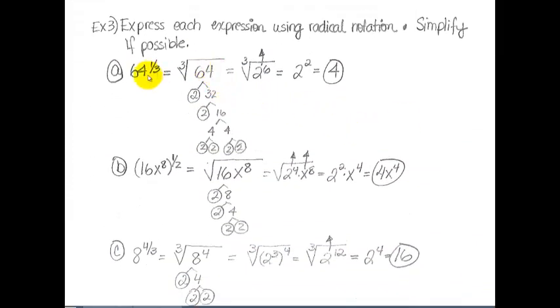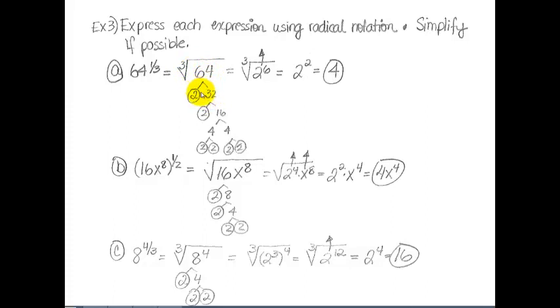Alright, example number 3 says, express each expression using radical notation. Simplify if possible. So I'm starting out with this problem here, 64 to the 1/3. First thing I do is change to radical form. Because the 3 is in the denominator, I know this is going to be a cube root. I write the 64. And then basically we're back to the same problems that we were doing on the previous assignments, where you start out by doing the prime factorization of 64.